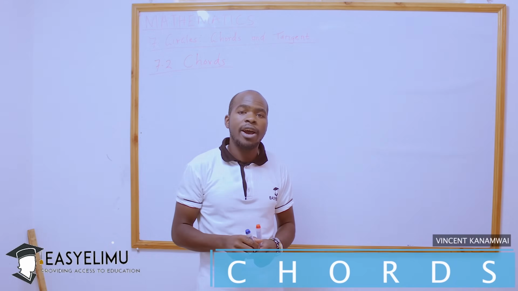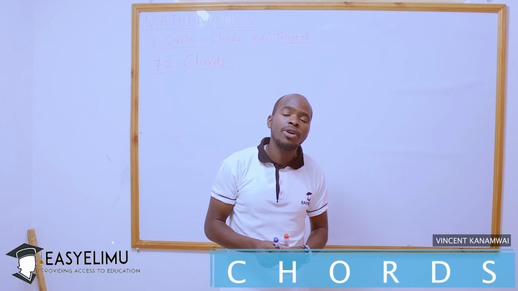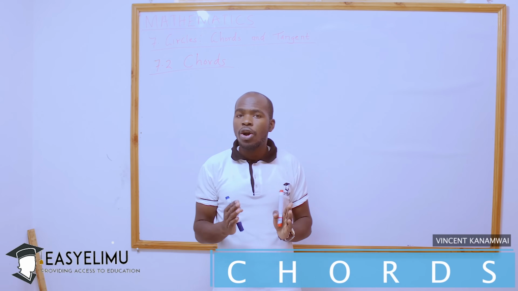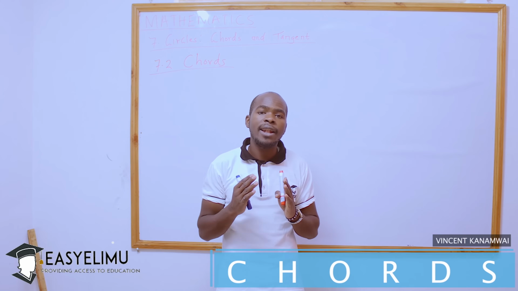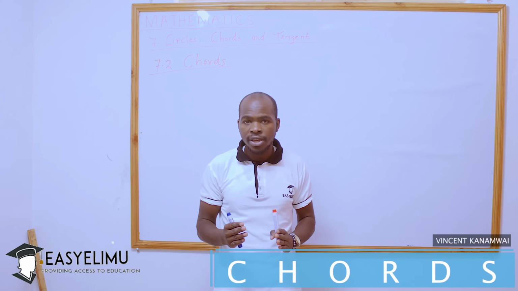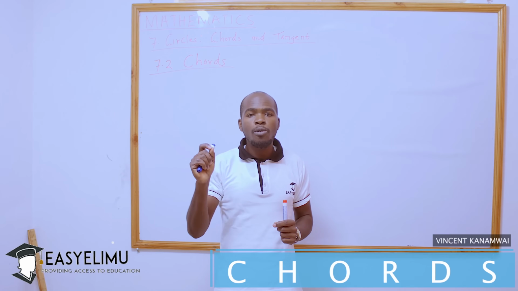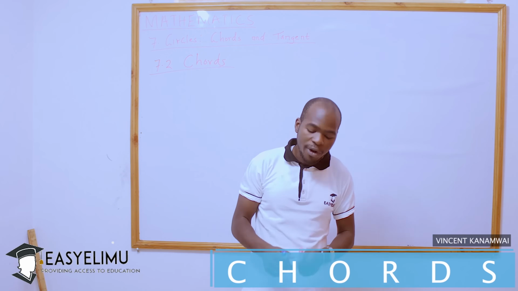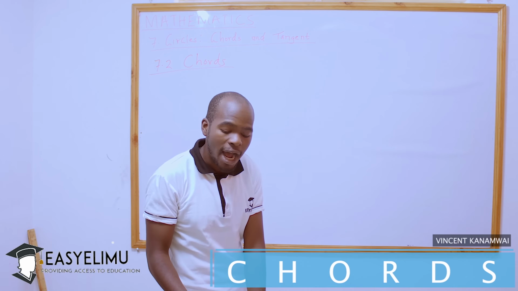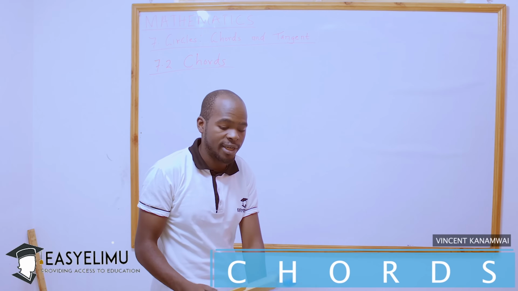Let's see how we can now find chords. With chords, we know a chord in any given circle is a straight line joining two points on the circumference of that circle. So we shall see, for instance, having a circle and how that chord can be represented.